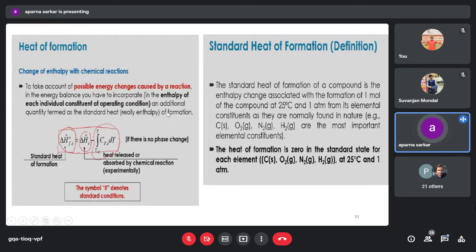Okay, so when does the heat of formation apply? Without phase change, in the presence of a chemical reaction. And the standard heat of formation is a definition: the heat of formation is zero in the standard state for each element, like carbon, oxygen, nitrogen, hydrogen, at 25 degrees centigrade and 1 atm pressure. The heat of formation, that means the del H bar f, is 0. Okay?